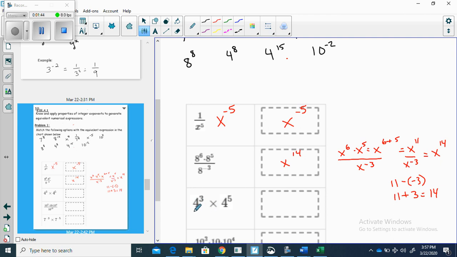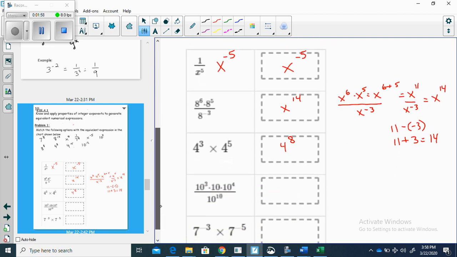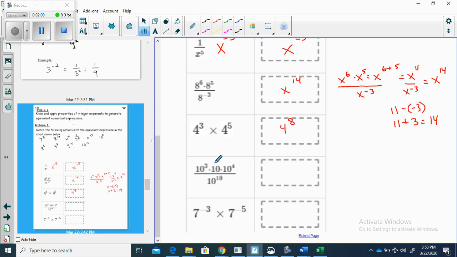On this one, I have the same base. The bases are 4, and I'm multiplying. So all I need to do is add the exponents. 3 plus 5 is 8. That's 4 to the 8th power. And then let's look at the next to the last one.